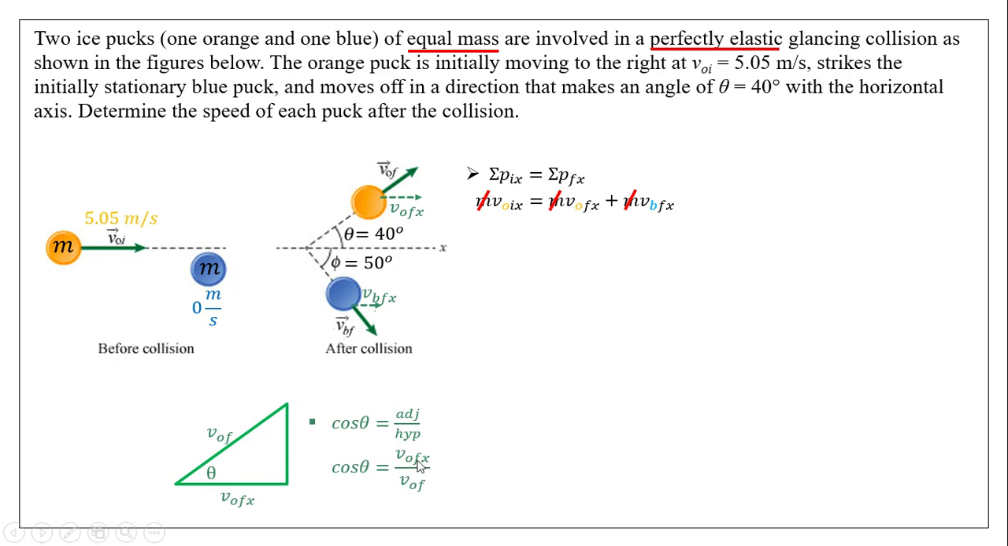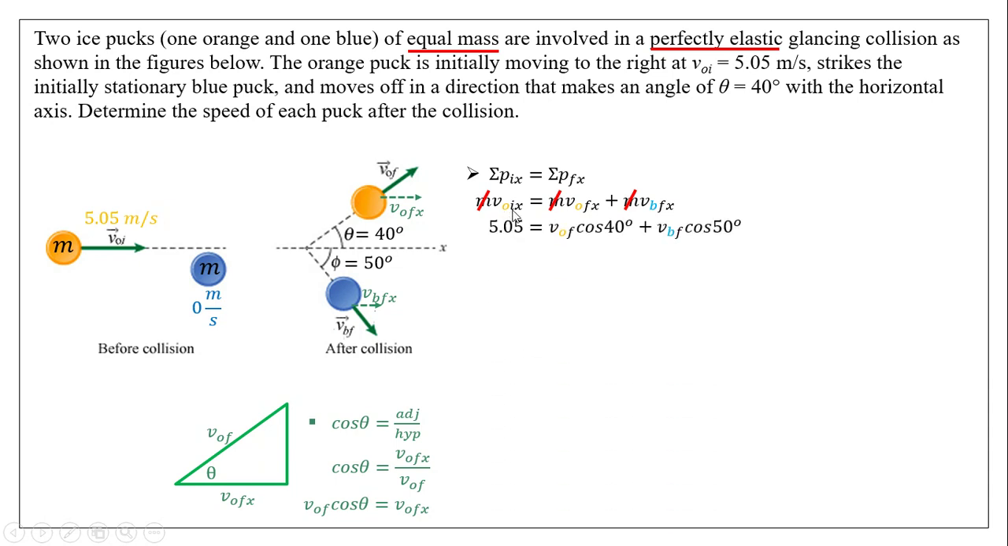And then to solve for VOFX, I would simply multiply both sides by VOF here. So therefore, we can say that the final horizontal component of the orange puck is simply the hypotenuse, which is given as VOF times cosine of theta. And we can use the same strategy for the y component. So the y component would be the same thing really, except it's sine theta because the angle is touching the x-axis here.